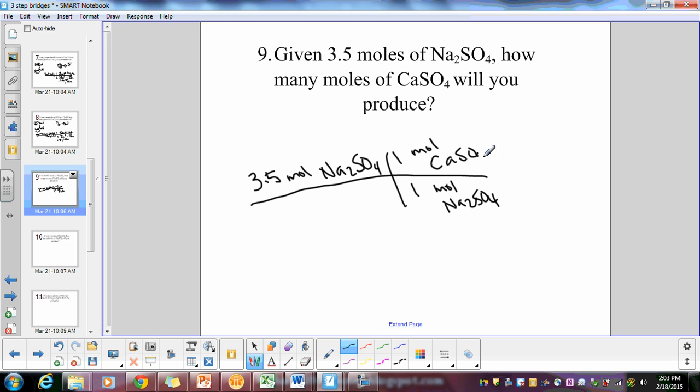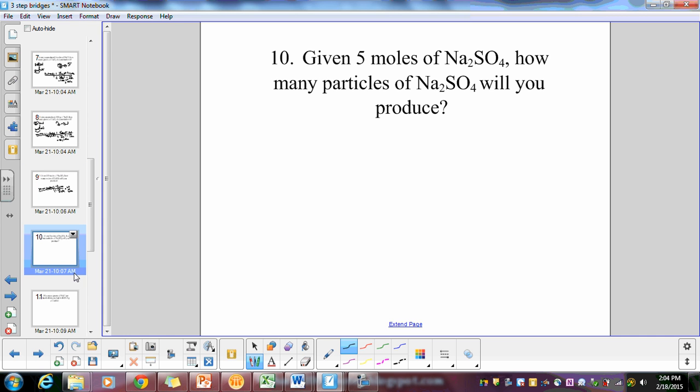So the 3.5 moles of this came from my problem. 1 mole of this and 1 mole of this came from my balanced equation. Those are the coefficients. So that gives me 3.5 moles of CaSO4. Okay. Do the same thing for the next one. Go ahead, pause the video, do it on your own, and then come back to check your answer.